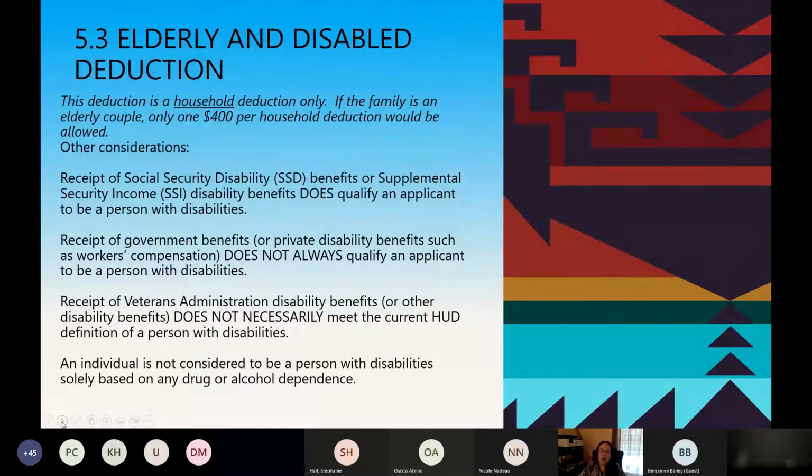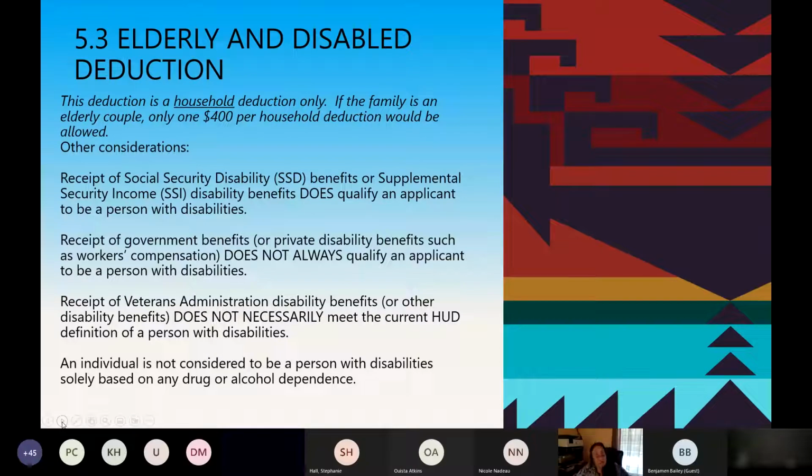The deduction is a household deduction only. If the family is an elderly couple, only one $400 per household deduction would be allowed. The other considerations: receipt of Social Security disability benefits or supplemental security disability benefits does qualify an applicant to be a person with disabilities. Receipt of a government benefit or private disability benefit, such as workman's comp, does not always qualify that applicant to be a person with disabilities.